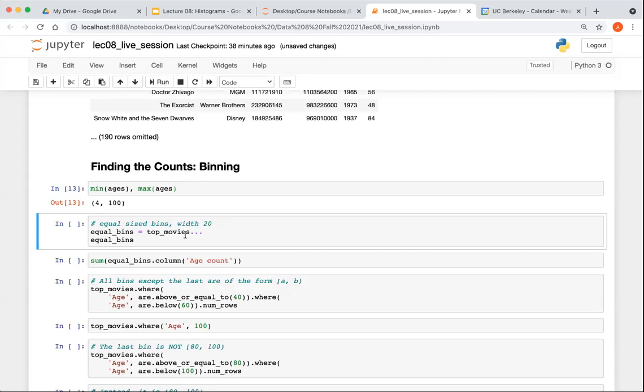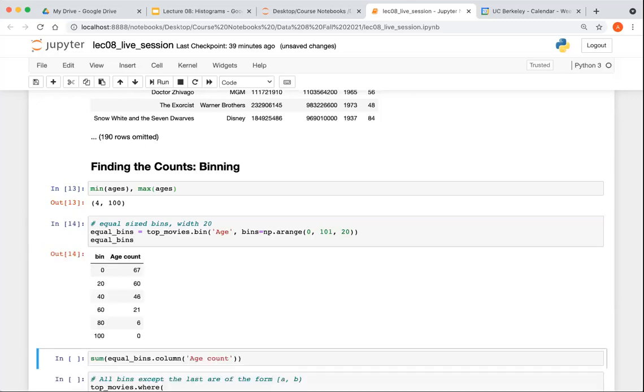And so what we're going to do is use the bin method and apply it to the age column. And we have to specify what the bins are. So my bins are going to be 0, 20, 40, etc., up to 100. And so, okay. I get a table, and this is a table that we need to carefully understand.